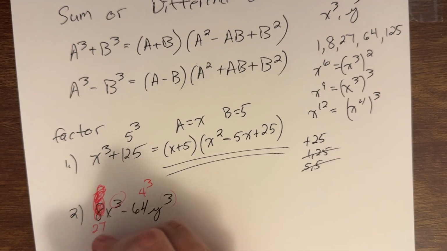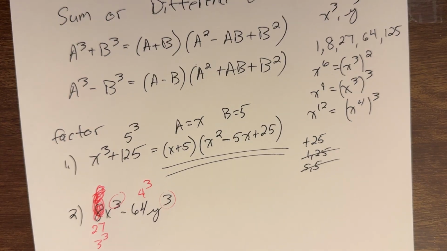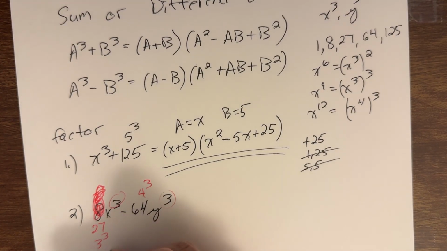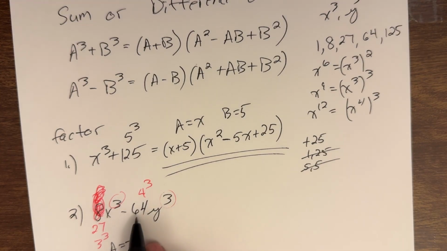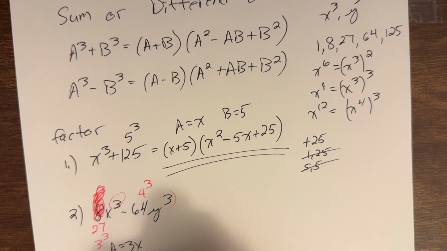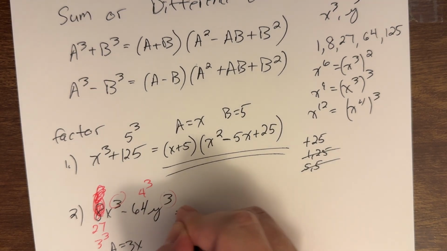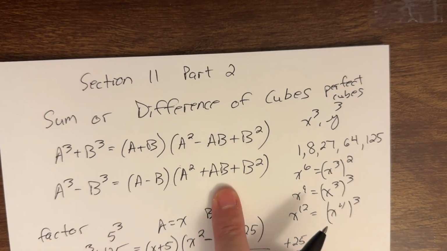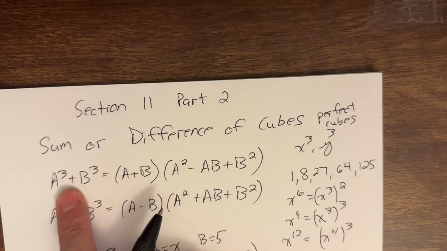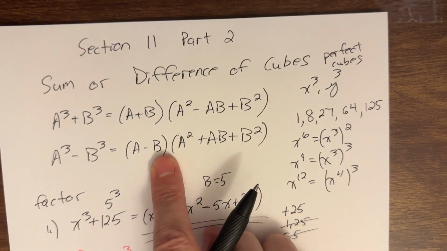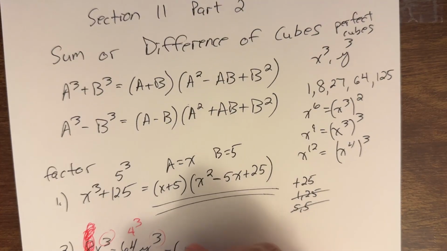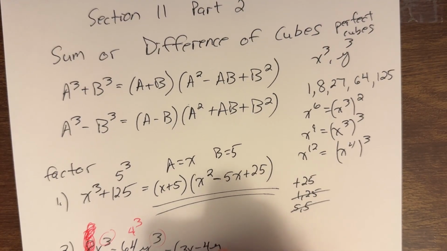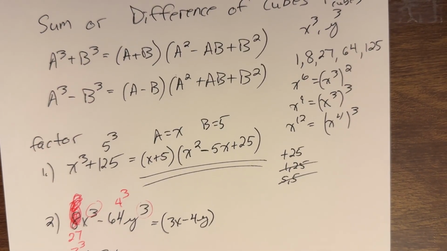So 27x cubed is 3 cubed x cubed. So A would be 3x. B cubed is 4 cubed y cubed. So B would just be 4y. Now I'm following this formula because I've got the difference instead of the sum. So following this formula starts nice. A minus B, simple 3x minus 4y.